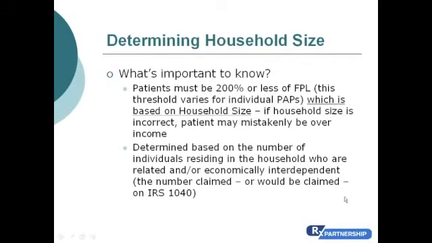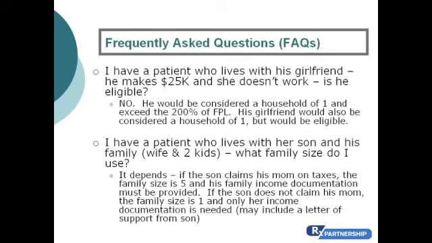Here are a couple of tricky questions that I find come up again and again, especially this first one. If you have a couple, where one of them is making $25,000 and the other is making $0, the one who has the $25,000 income is not actually eligible for patient assistance program medications, unless, and I know it can happen in some cases, they are actually claimed on the taxes. But more likely than not, they're a separate household from this perspective. So it's a matter of treating them as such and making sure you don't have something slip through because of that.